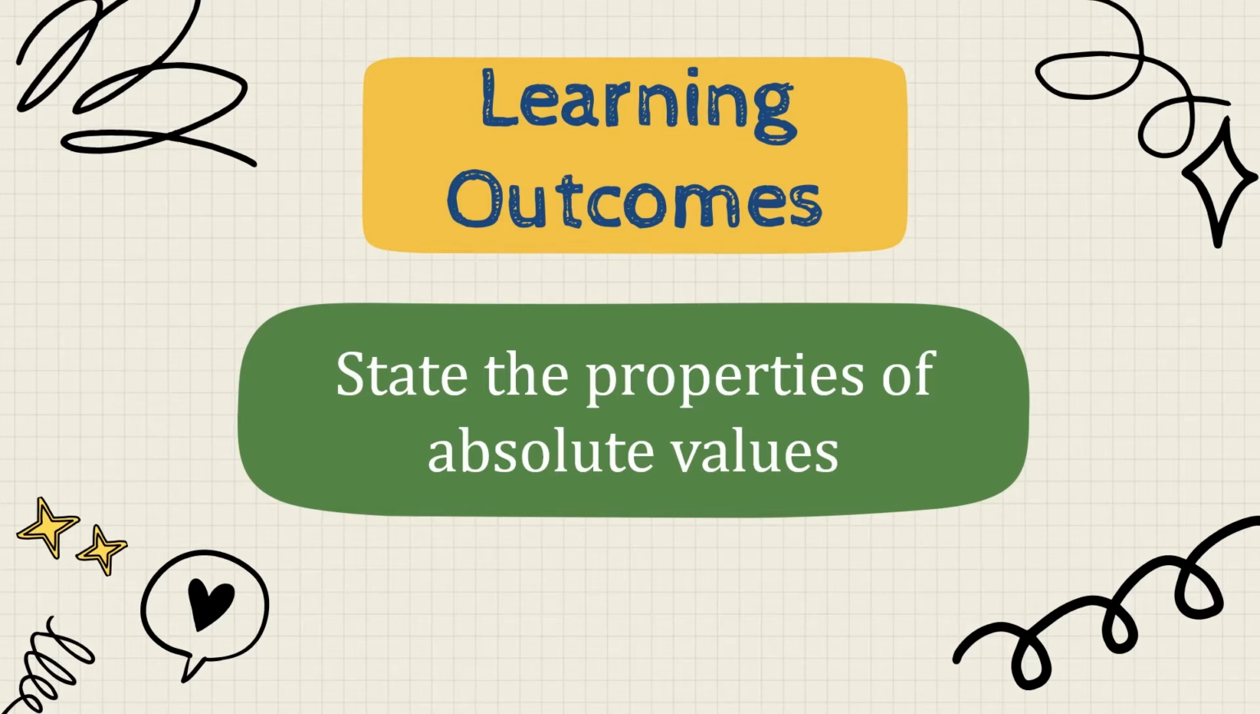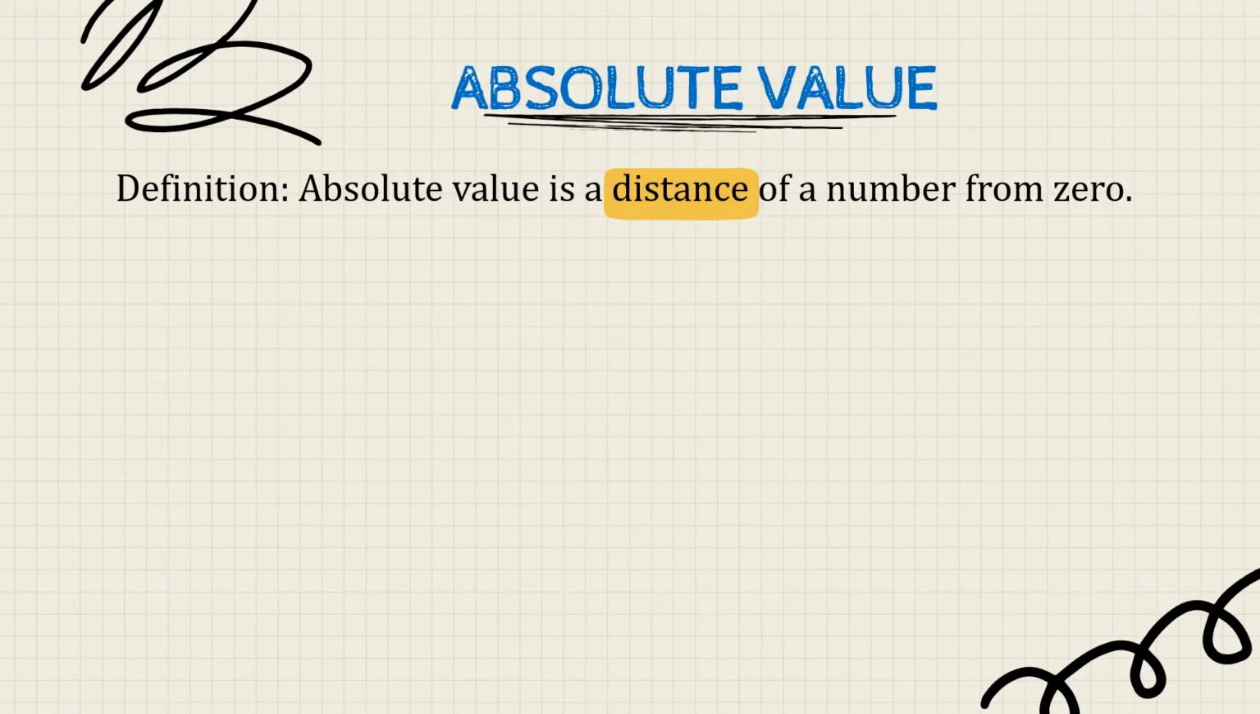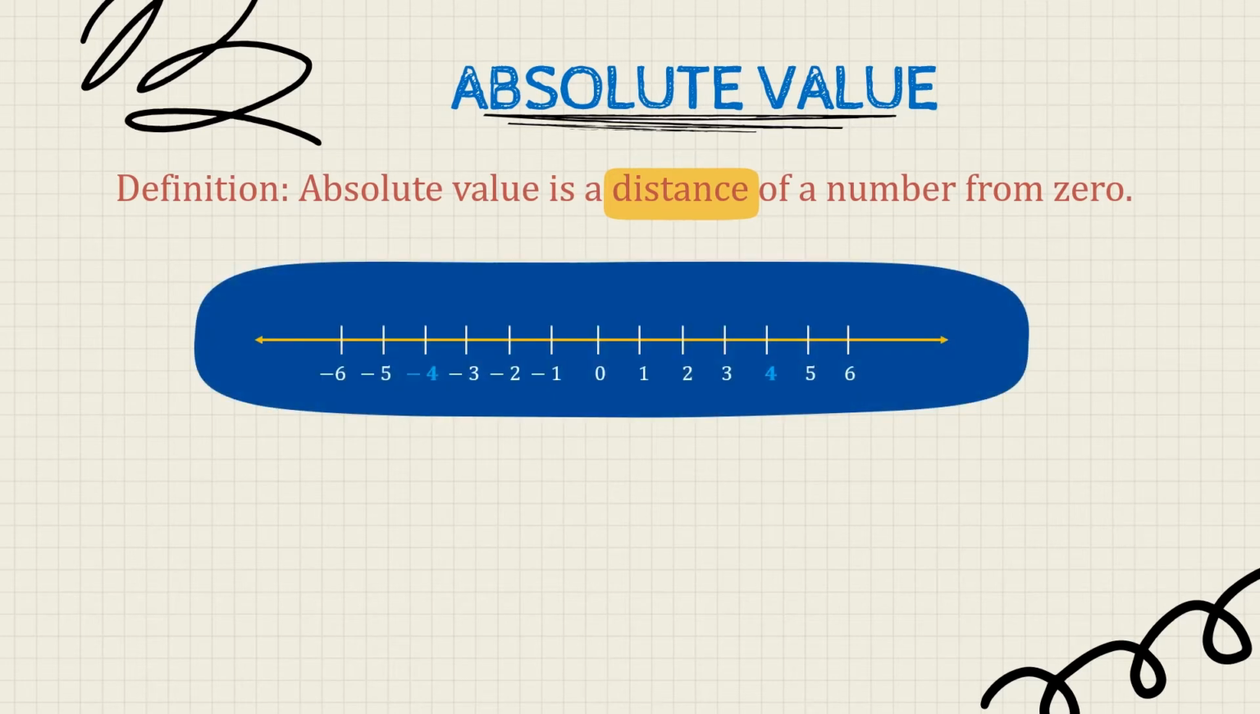So sebelum kita tengok properties, let's look at the definition first. So, absolute value is a distance of a number from zero. So, apa maksud dia tu kan? So, kita refer kepada this diagram, number line. Okay, let's say kita ada nilai 4. Betul? So, 4 tu maksudnya apa? So, 4 is actually the direction ataupun the distance from 0 ke arah kanan.